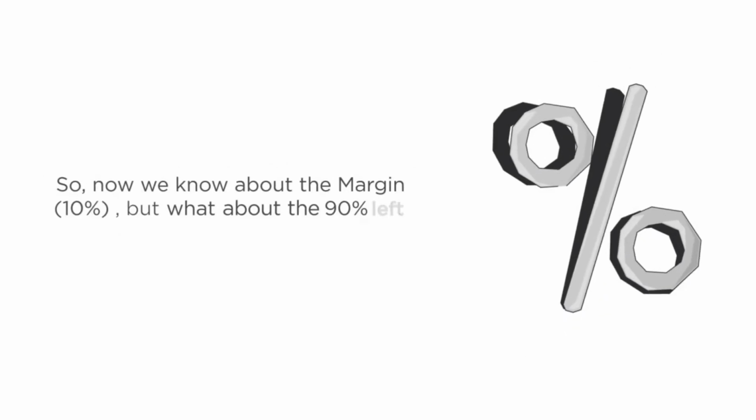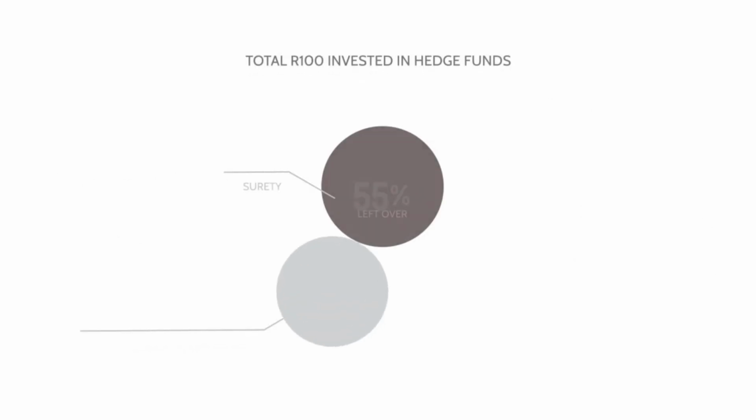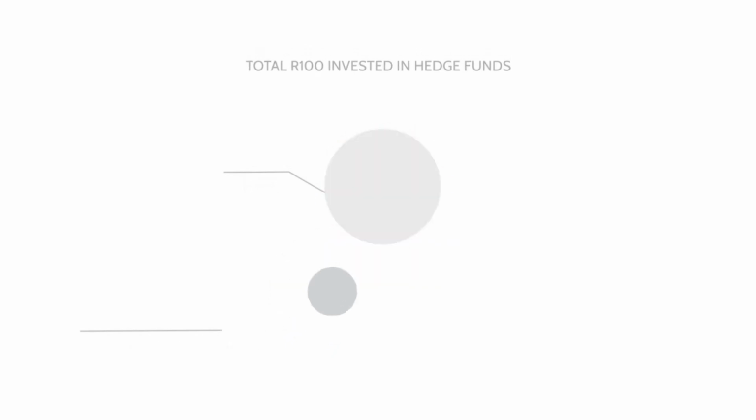So now we know about the 10%. What about the 90% left over after the margin? This acts as surety to the hedge fund to execute on different strategies. For example, applying gearing to the strategy.